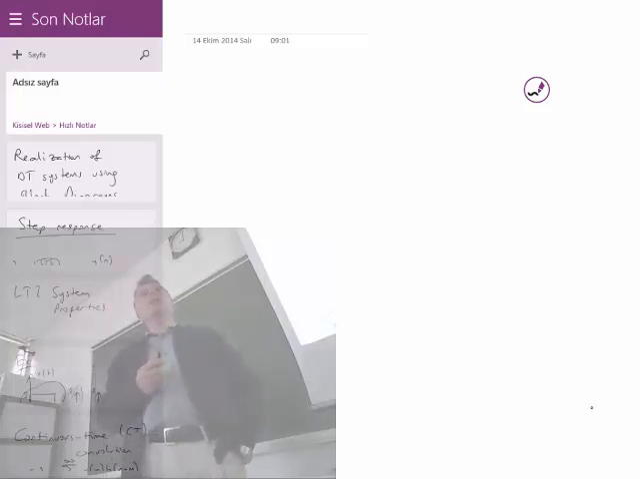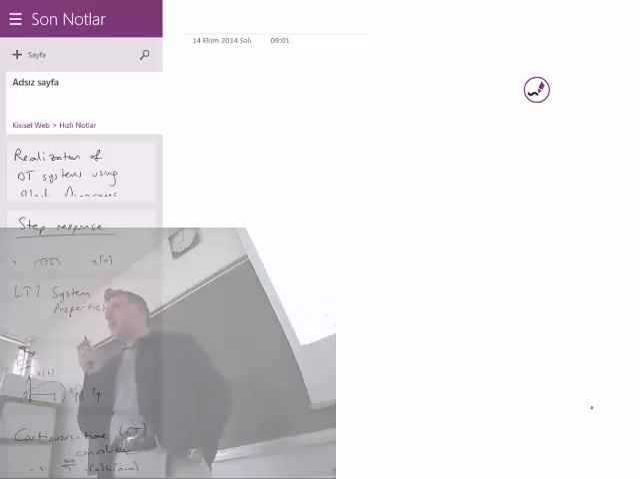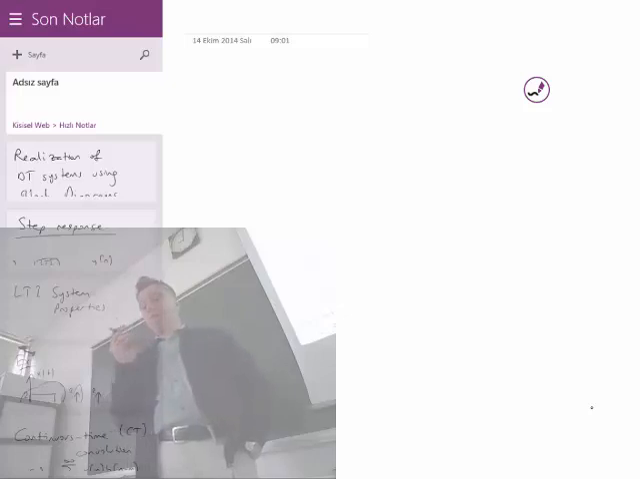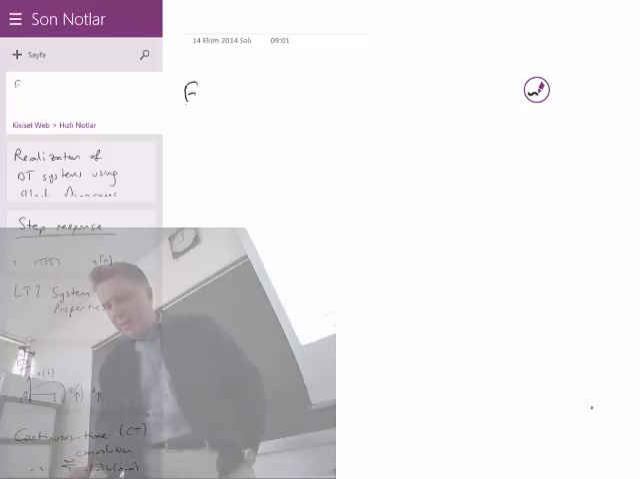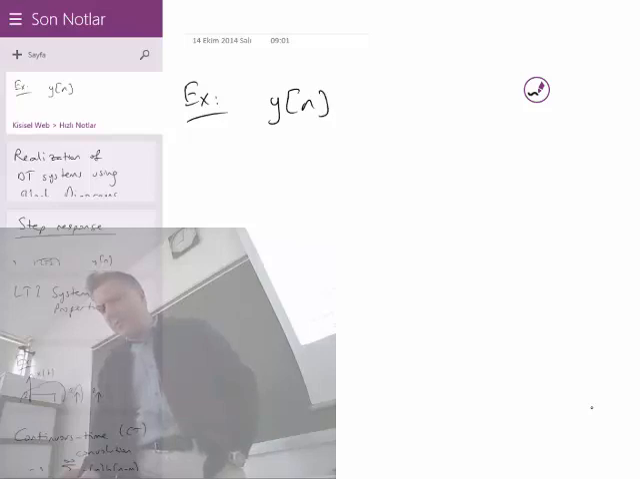Alright, yesterday, if you remember, I asked you to solve a couple of issues, and there was a question that I asked you: to find the impulse response of a discrete time linear and time invariant system, which was described by a difference equation. The difference equation was something like this, as far as I remember. The numbers are not very important here.